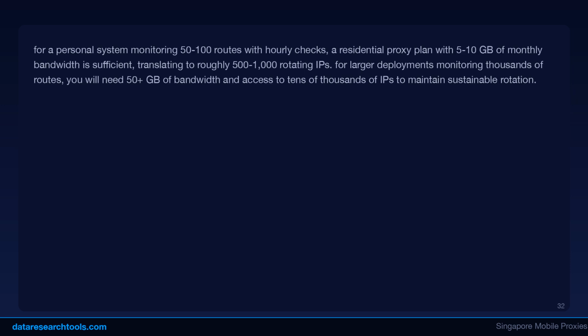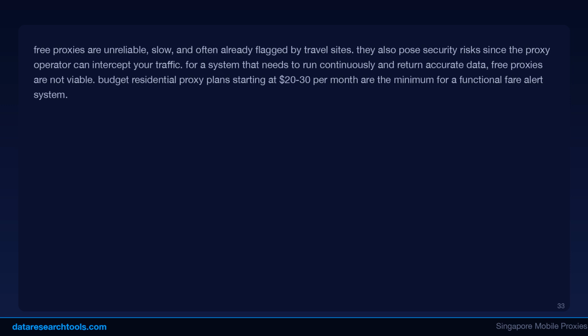For a personal system monitoring 50 to 100 routes with hourly checks, a residential proxy plan with 5 to 10 GB of monthly bandwidth is sufficient, translating to roughly 500 to 1,000 rotating IPs. For larger deployments monitoring thousands of routes, you will need 50 plus GB of bandwidth and access to tens of thousands of IPs to maintain sustainable rotation.